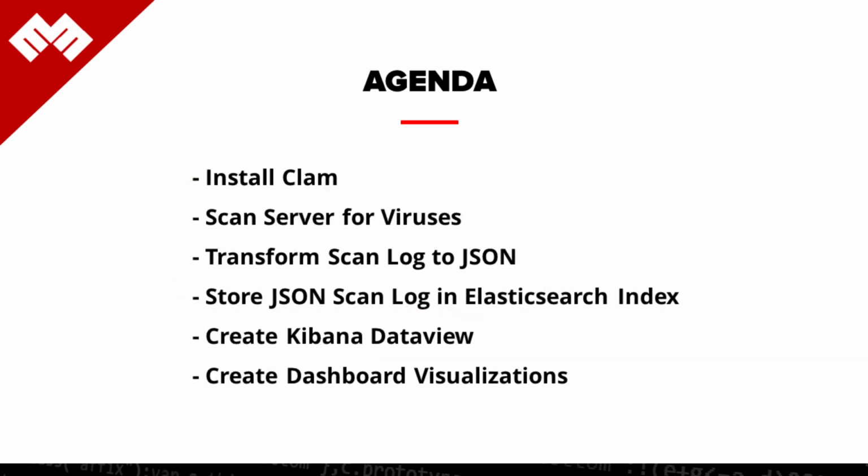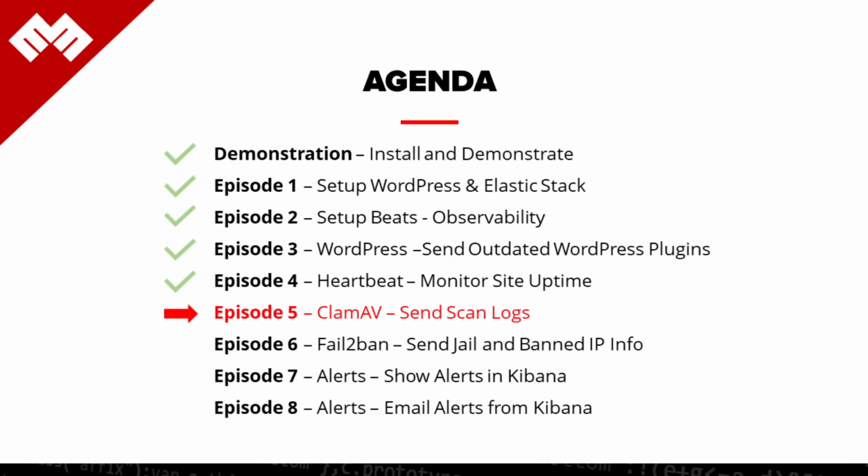We will install Clam AntiVirus on each WordPress server. Clam will scan the server for any viruses, which then produces a log file. We will parse that log file and transform it to a JSON object. We will set up an index in Elasticsearch to consume that JSON object. And then we'll start creating a Kibana data view, which then allows us to create an actual dashboard to visualize our Clam antivirus logs across all the WordPress servers we've installed Clam to. And we'll talk about alerts and email alerts in later episodes.